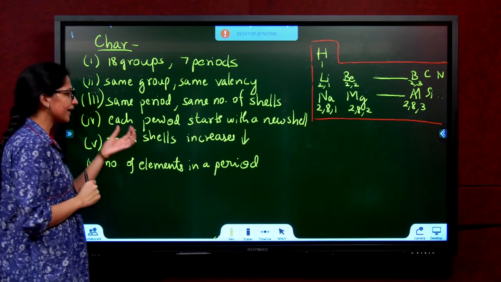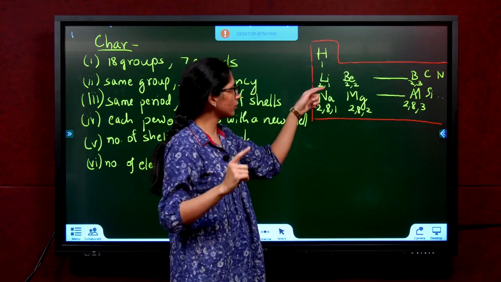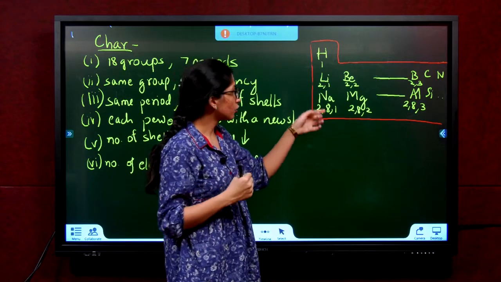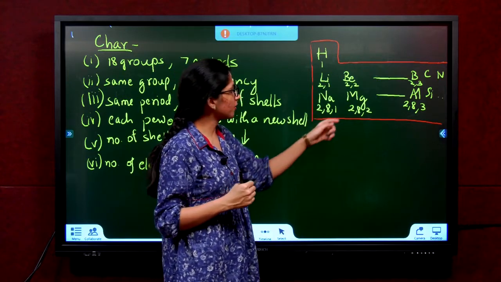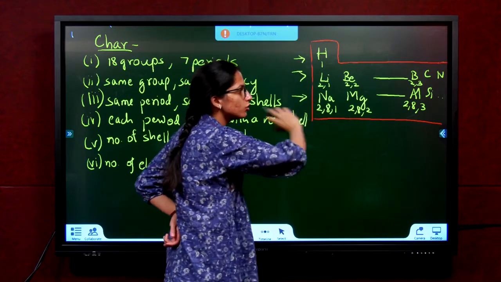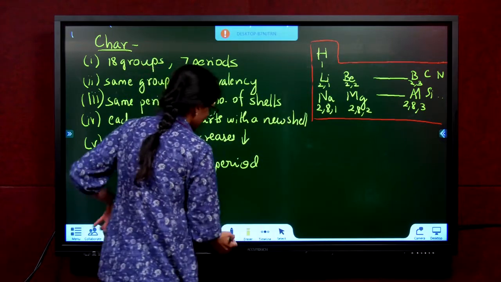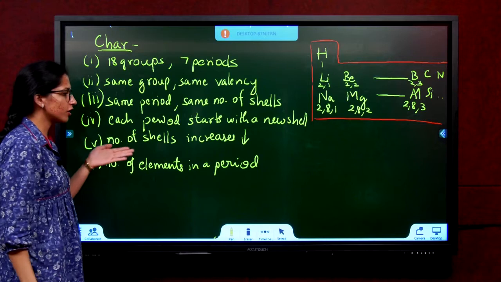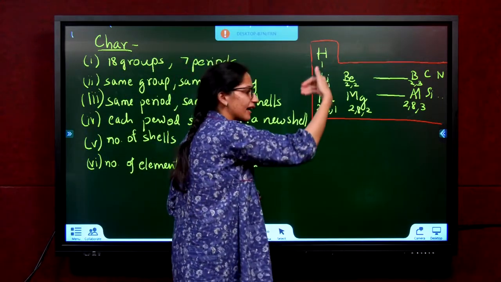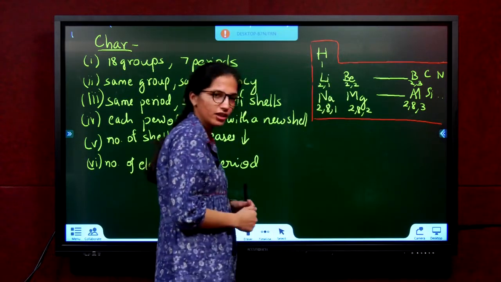Next point. Each period starts with a new shell. First one, 1 shell. Go to lithium, 2 shells now, 2, 1, K shell and L shell. Go to the next element, 2, 8, 1. So every time I am going to a new period, I am getting a new shell. There is an addition of a shell. Next, number of shells increases down the group. This is what we just observed. As you go down, if you are adding a new shell, obviously number of shells will increase. 1 shell, 2 shells, 3 shells, 4 shells, 5 shells.